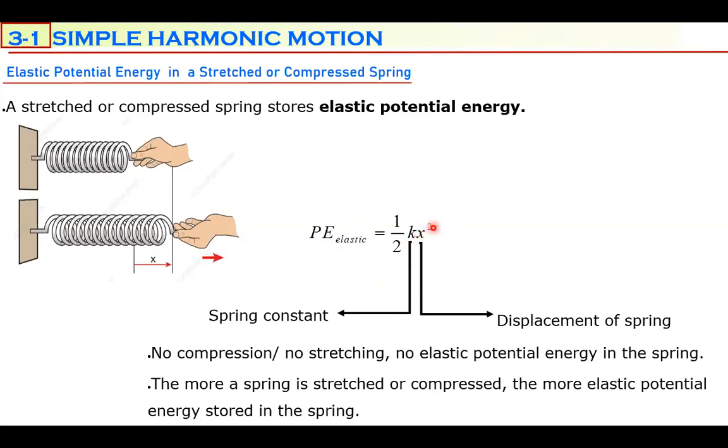But it is squared. We are not going to use this squared part, but we know that if you double the stretching, the elastic potential energy increases by a factor of 4 because it is squared. So with no compression or no stretching, which means x is 0, the elastic potential energy is 0. The more the spring is stretched or compressed, the more elastic potential energy is stored in the spring.